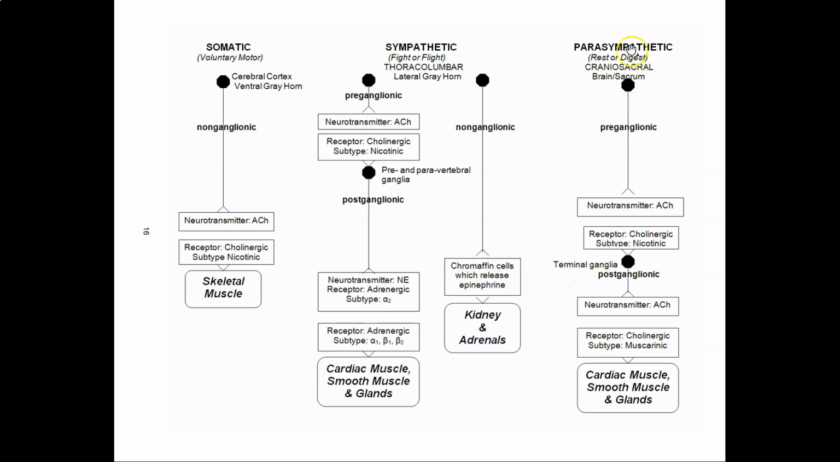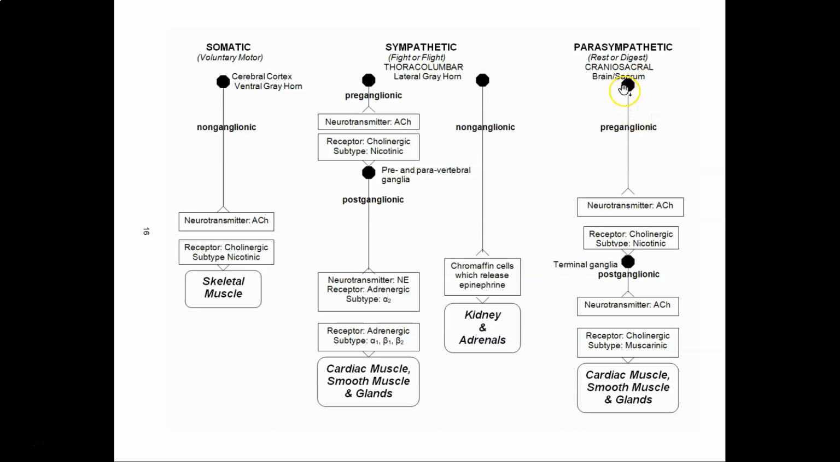And then the last one is the parasympathetic. That's called rest or digest. I also sometimes use feed or breed. It's the craniosacral also, because these arise from the brain and the sacrum part of the spinal cord. So instead of getting too fancy, we're going to say these cell bodies are found in the brain and the sacrum, right? So cranial is brain and sacrum makes sense.